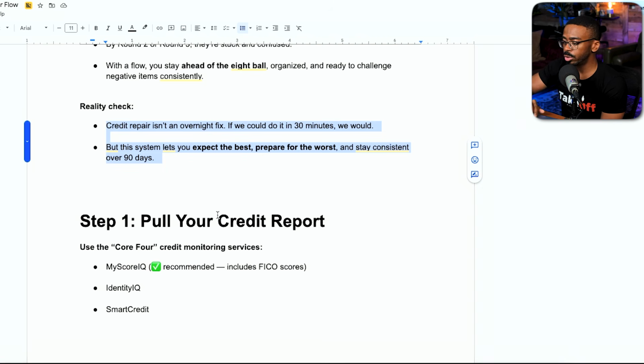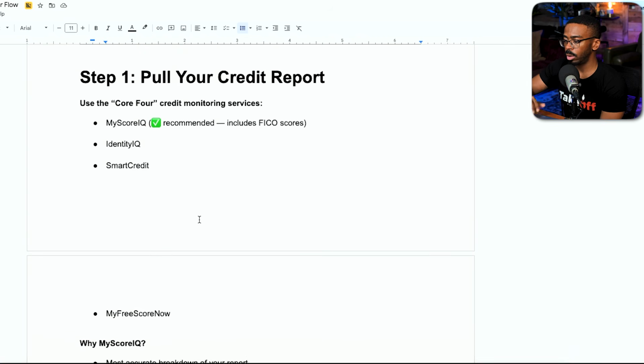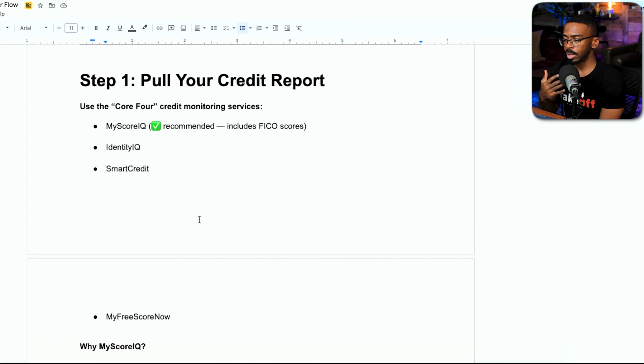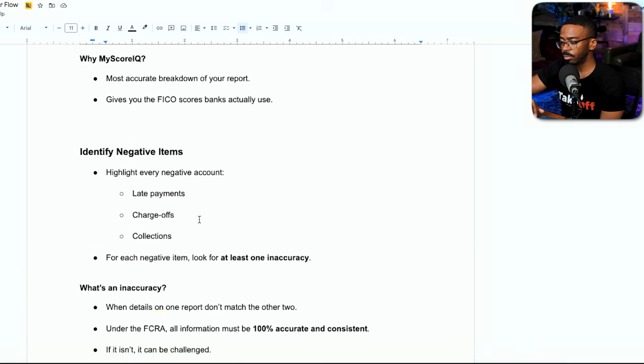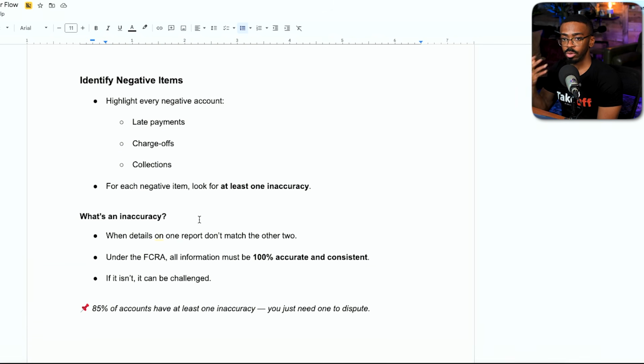So first step that you want to do is pull your credit report. My core 4 when it comes to credit monitoring services is MyScore IQ, Identity IQ, Smart Credit, and My Free Score Now. I'm a big proponent of MyScore IQ because it provides you your FICO scores. Smart Credit and My Free Score Now are great, but they give you your Advantage, right? Whereas with MyScore IQ, you get your FICO, so you can see very clearly what credit score the banks are also looking at. Very important.